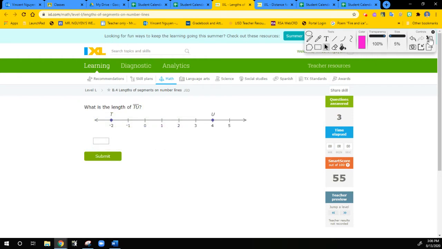Submit. Clear. All right, like for this one right here, I mean, you could count, but sometimes it's faster to do the subtraction, right? So segment TU equals 4 minus -2, right? So be careful here. You're subtracting a negative, so you end up adding. So it's going to be 5, right? The distance is 5, and you can verify that if you want. So you go 1, 2, 3, 4, 5.